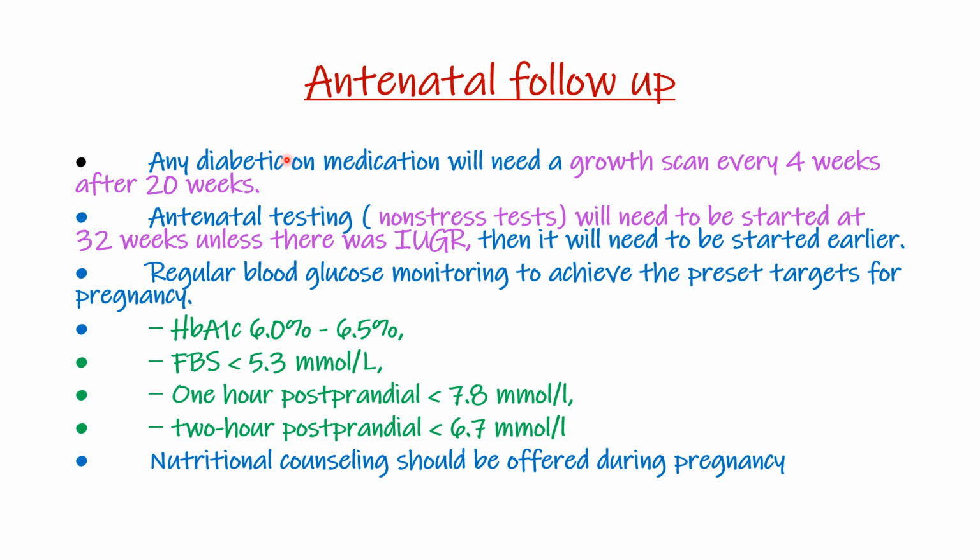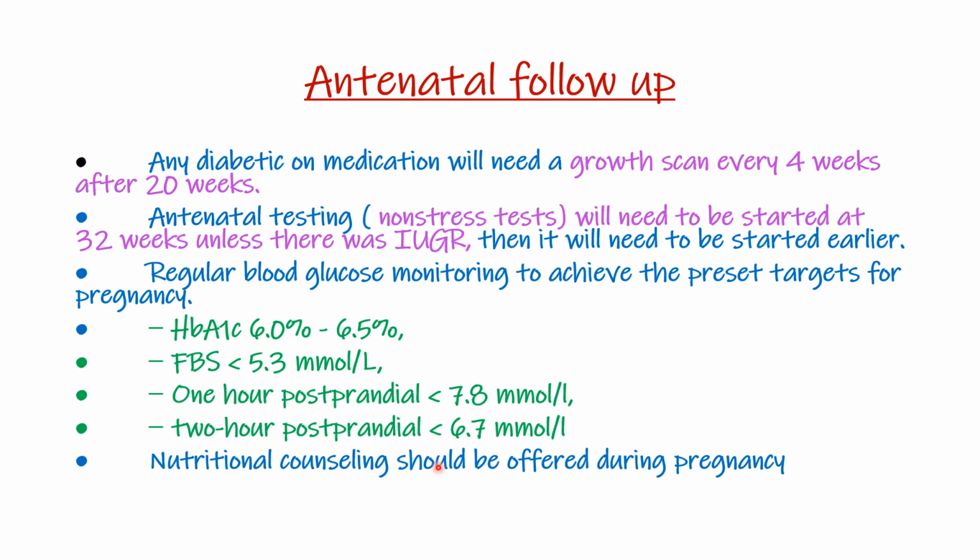Then antenatal follow-up in any diabetic patients on medication, you will need a growth scan every 4 weeks after 20 weeks. This is because these patients are predisposed to having stillbirth, and intrauterine growth restriction, among other complications. So you need a growth scan every 4 weeks after 20 weeks to monitor that. Antenatal testing, that is non-stress test, you need to start them at 32 weeks unless there's a history, or unless there's intrauterine growth restriction detected on ultrasound, then you need to start this earlier.